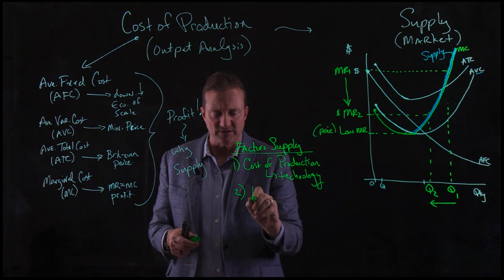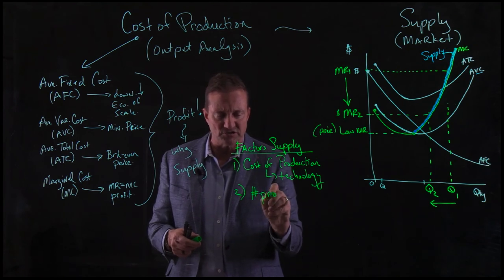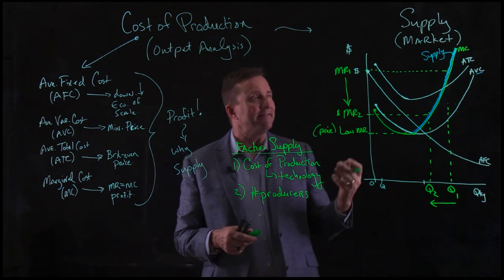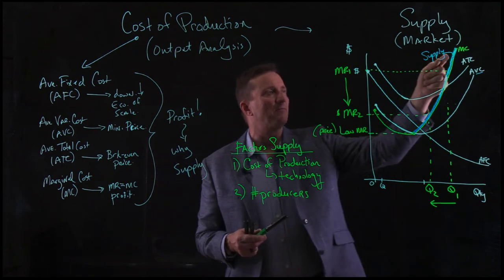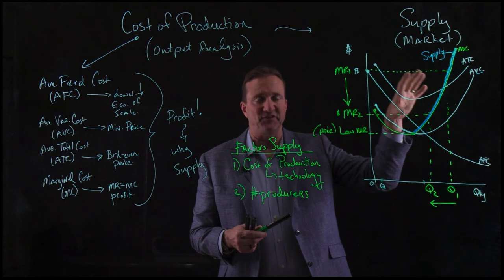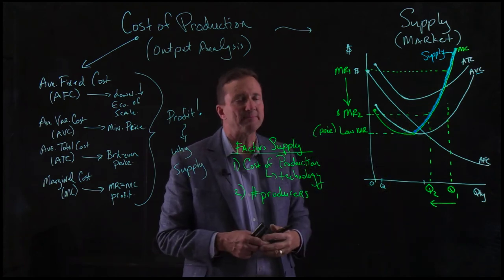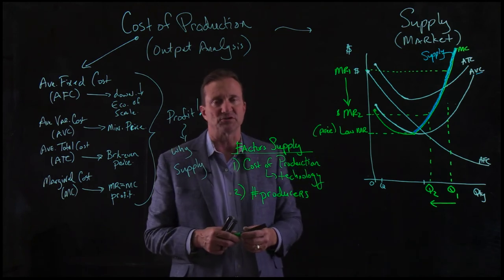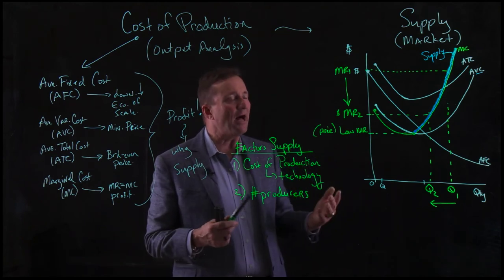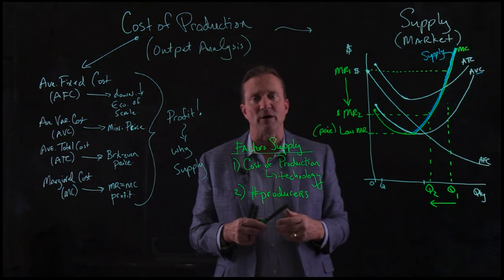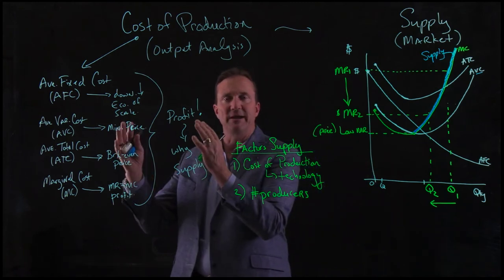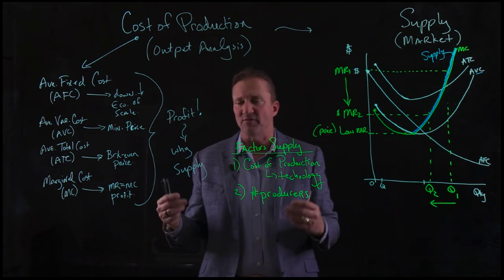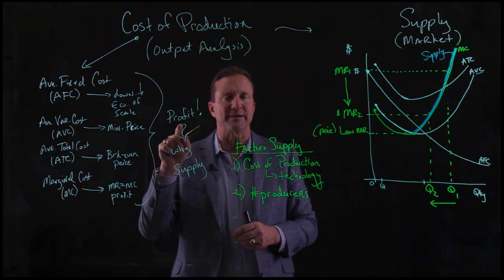What's another factor? Another factor is the number of producers. If you've got nobody out there in the marketplace, then you've got very few of these marginal cost supply curves. And if you get more and more of them in the market, then you end up with more and more supply. So that would change the number of producers as well. So supply is a function of the market. It's related to the output analysis that producers deal with. And then after you run it all through, it's all about producers trying to make a profit.